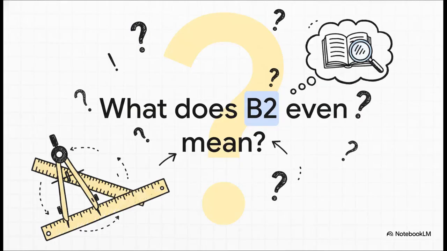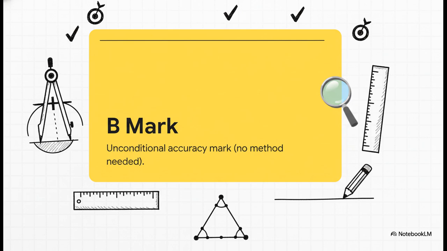Okay, before we even think about picking up a compass, we have to learn to speak the examiner's language. Seeing B2 written next to your question isn't just random letters and numbers, it's a massive clue. So what is it actually telling us? Well, according to the official guidance, a B mark is what's called an unconditional accuracy mark. All that really means is you get points for the answer being spot on. You don't need to show a bunch of calculations. For a construction question, the accuracy is in the drawing itself. The picture you leave on the page is your method and your answer all rolled into one.